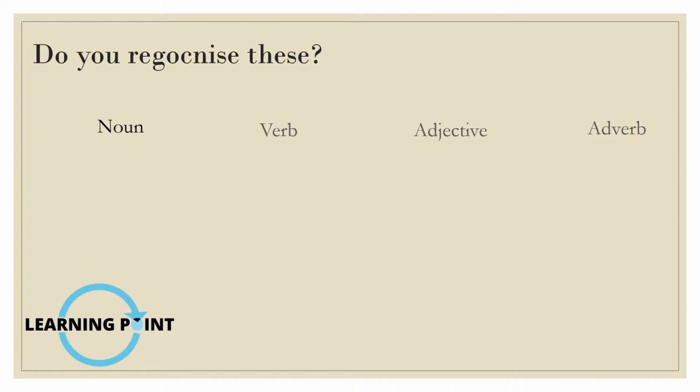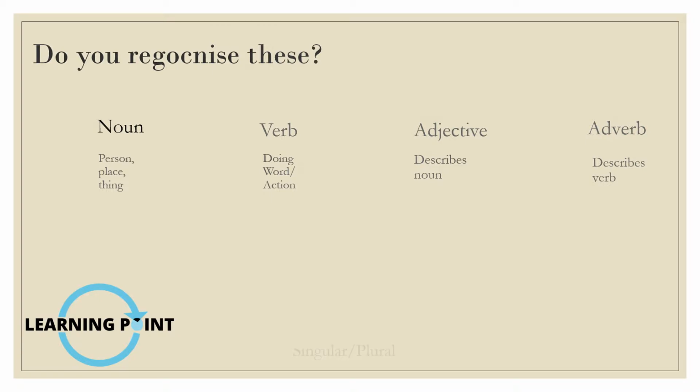So a noun names a person, a place, or a thing. A verb is a doing word or an action word that shows you are currently doing something or what you have done before. An adjective describes a noun, and an adverb describes the verb. I always remember it this way. The adverb adds to the verb, and then the adjective adds to the noun.